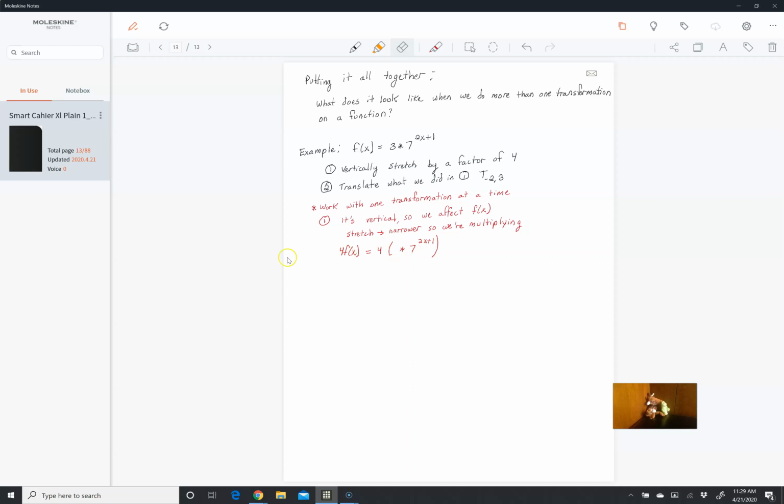And we could simplify this. I encourage you to simplify when you're doing more than one transformation. The reason why I would encourage it is because when you have a lot of parentheses, it starts to get really confusing, okay? So this is a multiplication all the way across. So the parentheses actually don't mean anything. This is 12 times 7 to the 2x plus 1, okay? So I encourage you to simplify. I encourage you to get rid of as many parentheses as you can when you have multiple transformations.